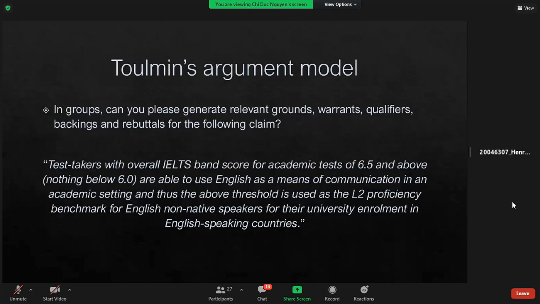Can I share my own opinion? Yeah. Go ahead, Henry. I was thinking maybe to achieve a kind of consistency in the test task, and maybe in the outcome too. Very good. So why do we need this kind of consistency as the warrant here to connect the ground to the claim?